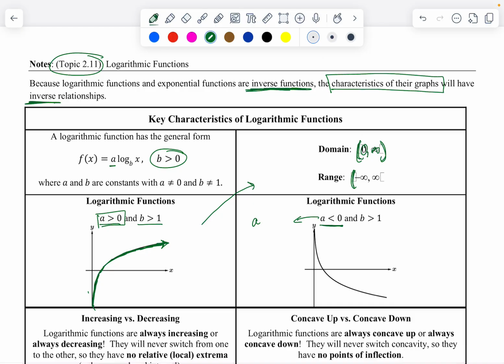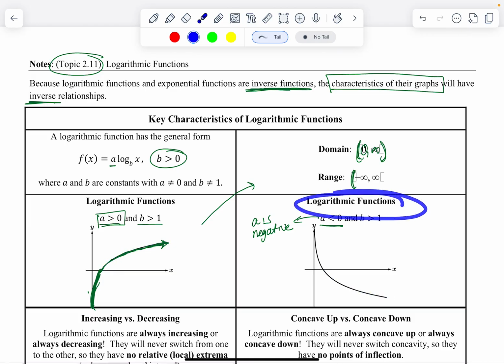So if a is negative, because remember, when a is negative, it's just a reflection over the x-axis. So this bottom part flips up, and the top part flips down. So this is still a log function, still a log, even though it looks slightly different.